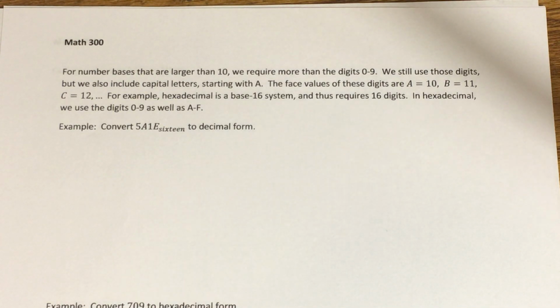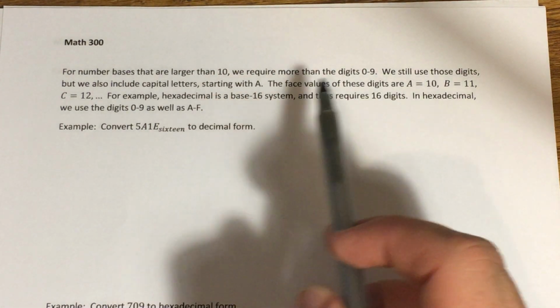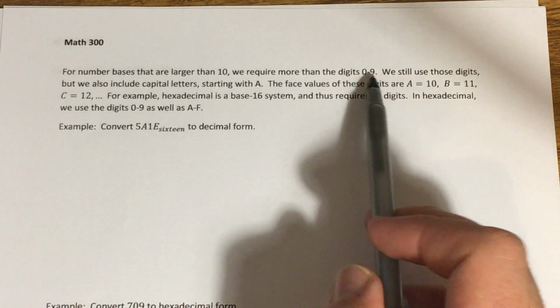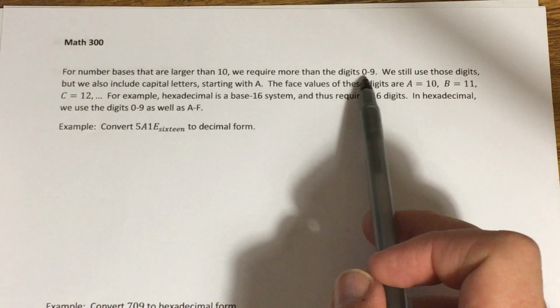But what do we do if a number has a base that's larger than 10? Because the number base determines how many digits you need to have available to you. Again, in base 10, we have a total of 10 digits that are available to us, 0 through 9. That's 10 digits cumulatively because we're counting 0 there.